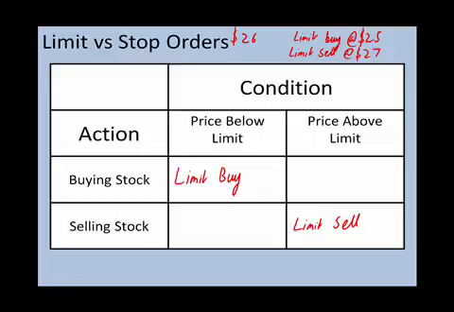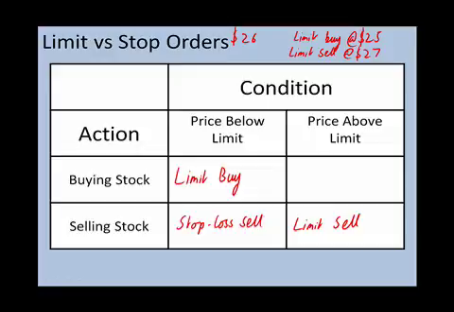Now let's consider stop orders. If we've bought a stock and we don't want to monitor the price of that stock, but we want to get rid of the stock if it starts to fall in price, what we could do is place a stop loss sell. A stop loss sell order means that if the price of a stock falls below a certain limit, you will sell the stock. So the name makes sense.